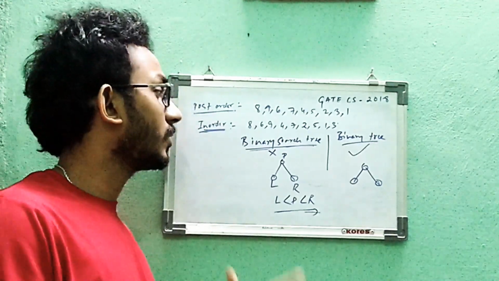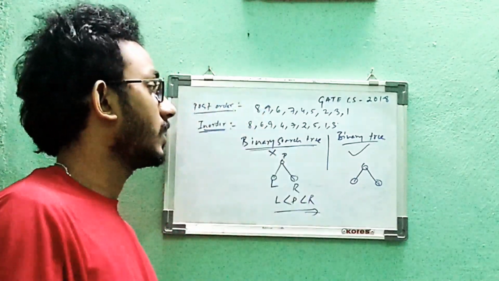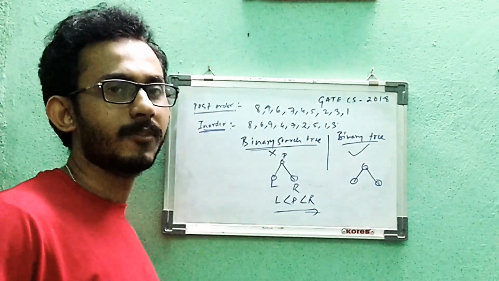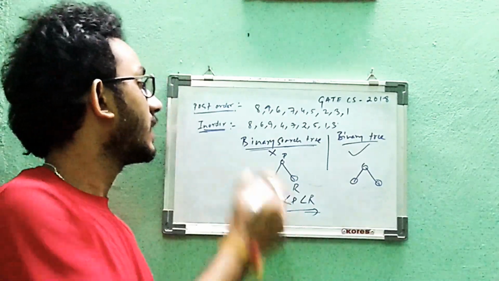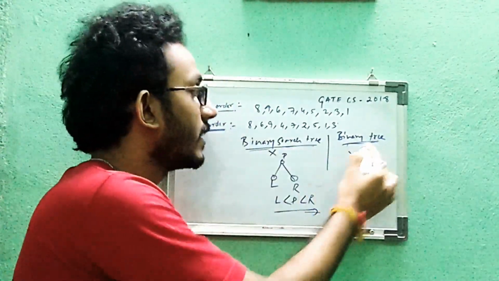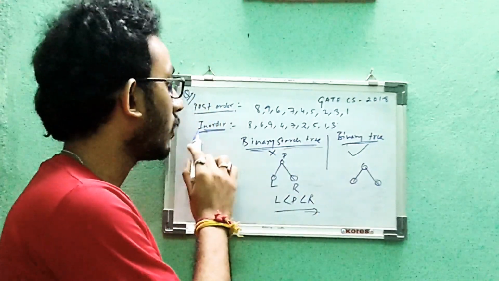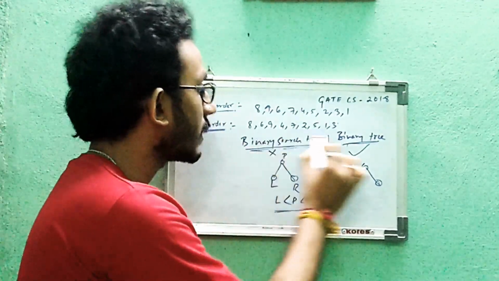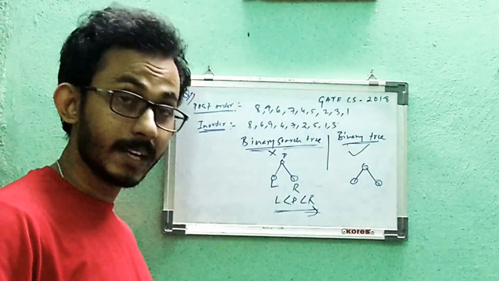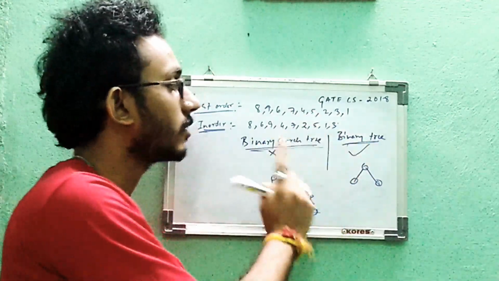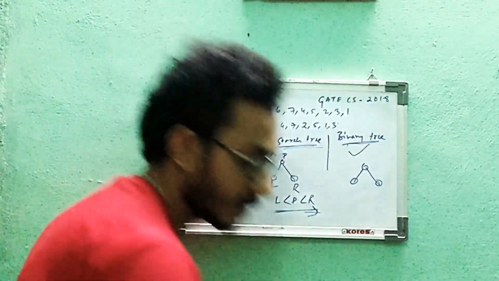So in the given question, I will post the question in the description so you can see it from there. In the question it is given as binary tree, not binary search tree. That's why it is not mandatory for the in order to be sorted. Here our in order is not sorted, so do not get confused that the question is wrong. No, the question is correct, because it is a binary tree, not a binary search tree. Okay, so I'll start now.